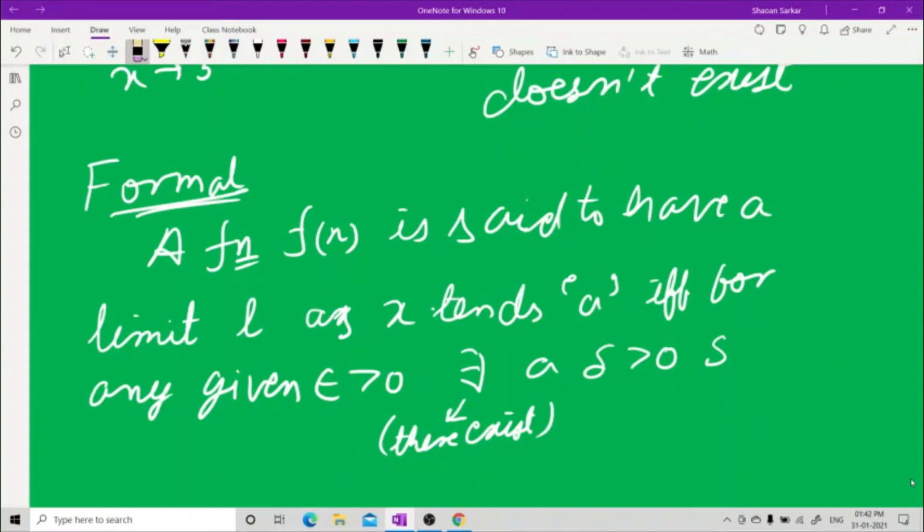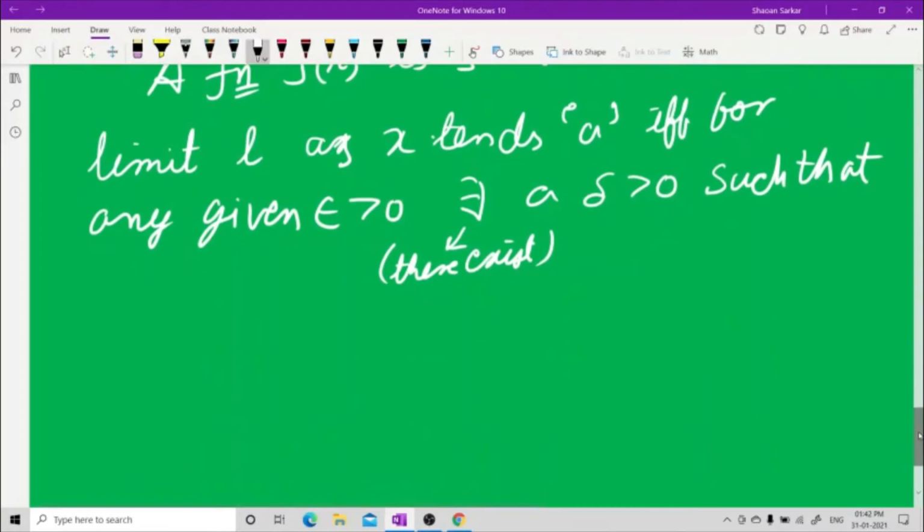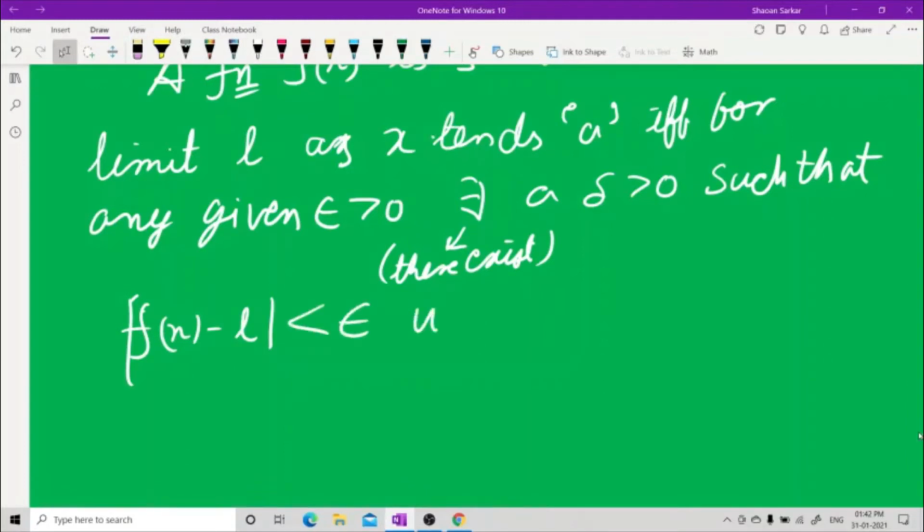such that |f(x) minus L| is less than epsilon whenever |x minus a| is less than delta.